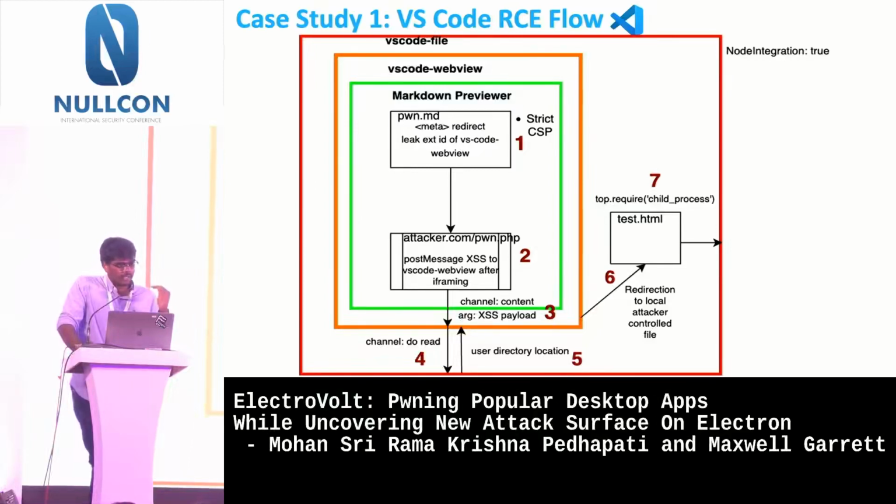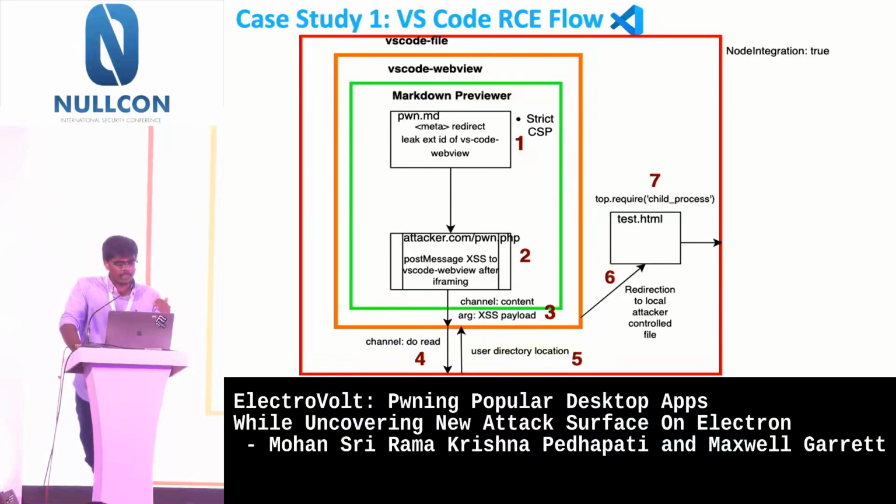But the window which is in red has node integration enabled and sandbox disabled. There we just need to find an XSS and use node modules and get remote code execution. So we are in step 2. In step 2, we found an interesting postMessage misconfiguration where if you send a postMessage to the green color window, it gives access in that window. So it's a nice feature we have in VS Code.